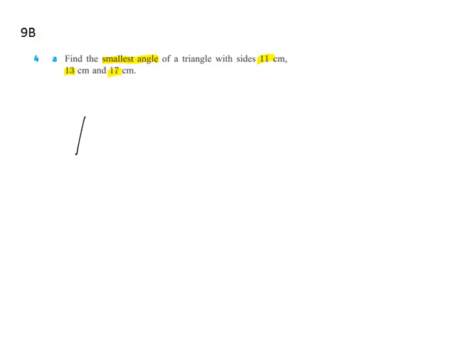We'll have a side of length 11, a side of length 13, which would be longer than side 11, and a side of length 17, which would be longer than either of the other two. Now, which of the three angles of the triangle will be the smallest? It's going to be the angle across from the smallest side. So I'll call that angle A, across from the side which is the shortest, and we're going to try and find the value of that angle A. We'll try and find it using the cosine rule.